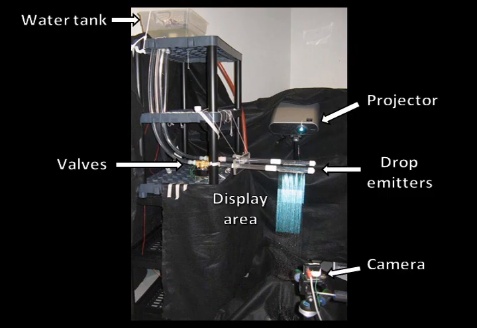This image shows the entire setup. Starting at the upper left, the water from the tank travels to the valves. As the valves are opened and shut, the drop emitters release drops into the display area to be illuminated by the projector. The camera is used for calibrating the drop locations. Here is a close-up video of the different elements.